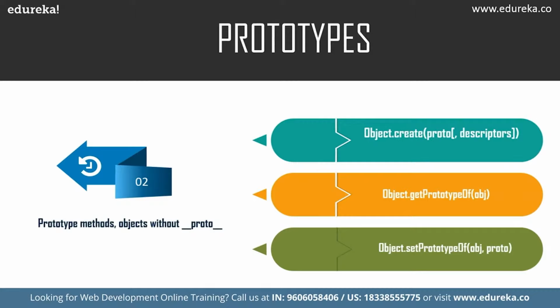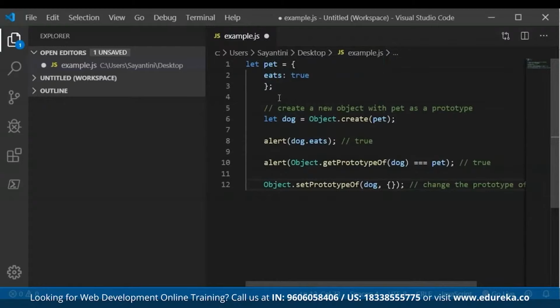Then finally we have Object.setPrototypeOf(object, proto). We're passing two parameters. The first one is the object and second one is the proto. Now this method sets the prototype of object to proto. So here is an example for this.